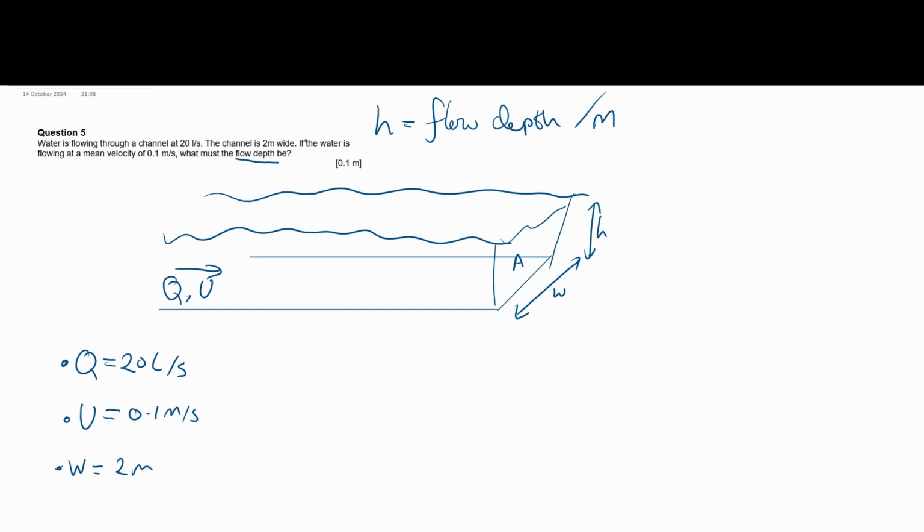Just to make this simple now, convert everything into SI units. Velocity and width are already there. We're just going to change this discharge to meters cubed per second by dividing by 1,000. There are 1,000 liters within 1 meter cubed. So we're going to divide by 1,000 and we're going to get 0.02 meters cubed per second.